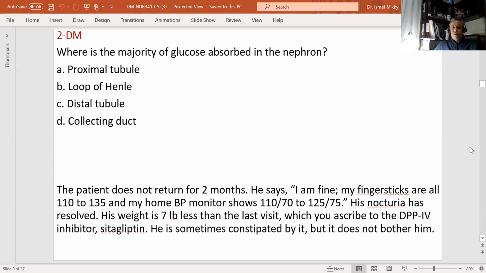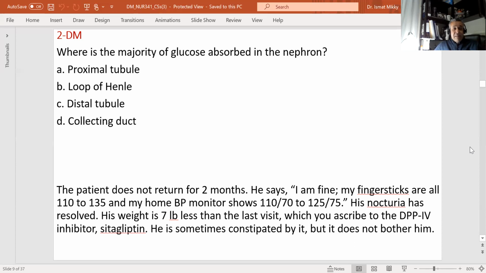So where is the majority of the glucose absorbed in the nephron? It's the proximal tubule. 100% of glucose should be absorbed by the end of the proximal tubule. And that's why there should be no glucose entering into the loop of Henle, and we don't see glucose in the urine normally. So the normal result is no glucose in the urine. That's why 100% will be reabsorbed back to the bloodstream at the end of the proximal tubules.